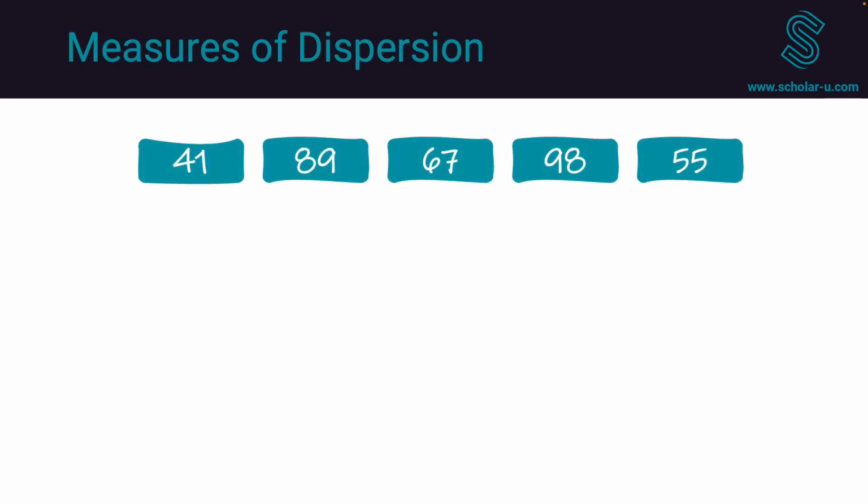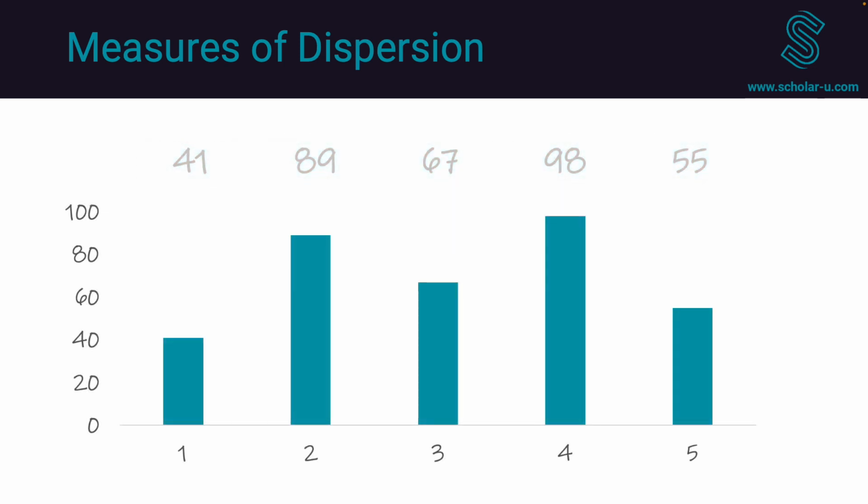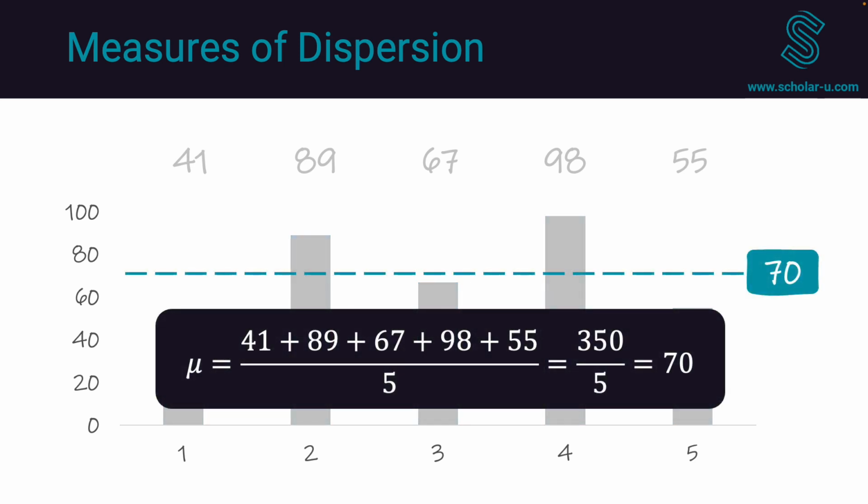Taking 5 students with scores of 41, 89, 67, 98, and 55, we can visualize these scores using a bar graph, with the x-axis representing each of the 5 students and the y-axis indicating their respective scores. We can begin by calculating the average, obtained by summing all the scores and dividing it by the number of individuals, in this case 5. Our average, depicted by a dashed line on the chart, is a score of 70.